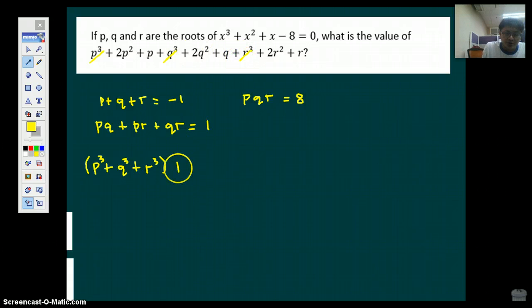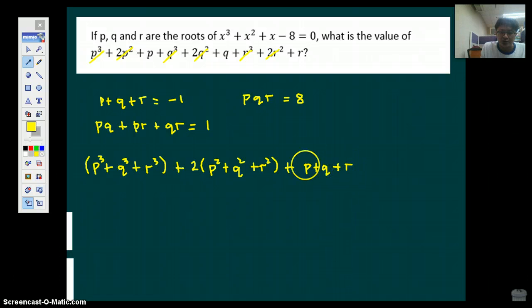Then grouping all the terms with the second power, we have 2p squared, 2q squared, and 2r squared. Factoring out 2, we get 2 times p squared plus q squared plus r squared. So we've used this 2, this 3. Then what's left is p plus q plus r, which is one of the 3 that we set up earlier. So this is actually negative 1. So we have the value of this.